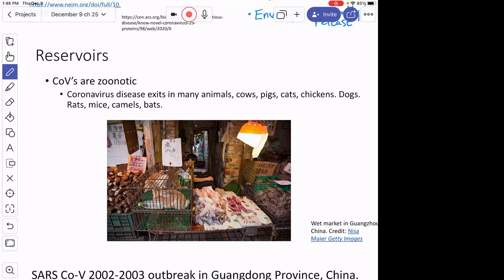Coronaviruses are zoonotic. They exist in all different kinds of animals, but typically they don't pass from one animal to the next. So horse coronaviruses pass between horses, and cow coronaviruses between cows. So only rarely would they cross the species barrier.